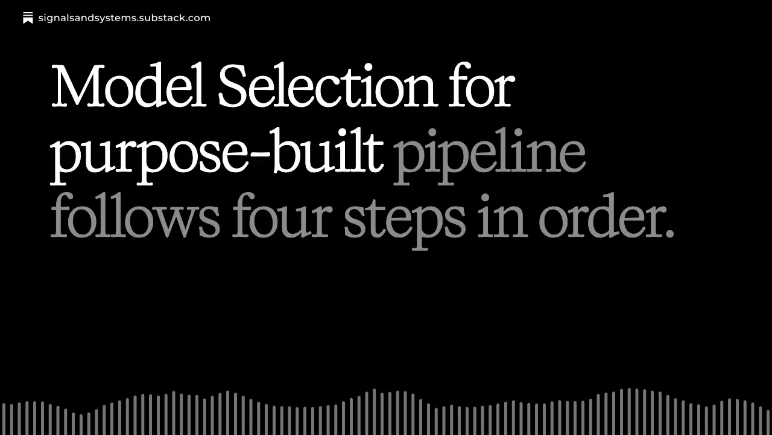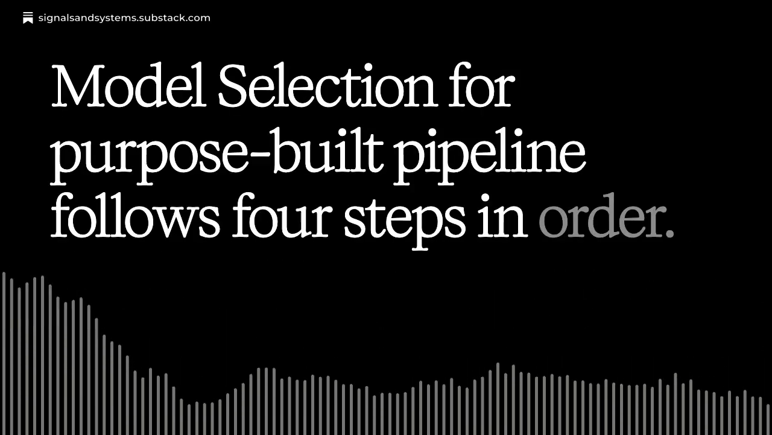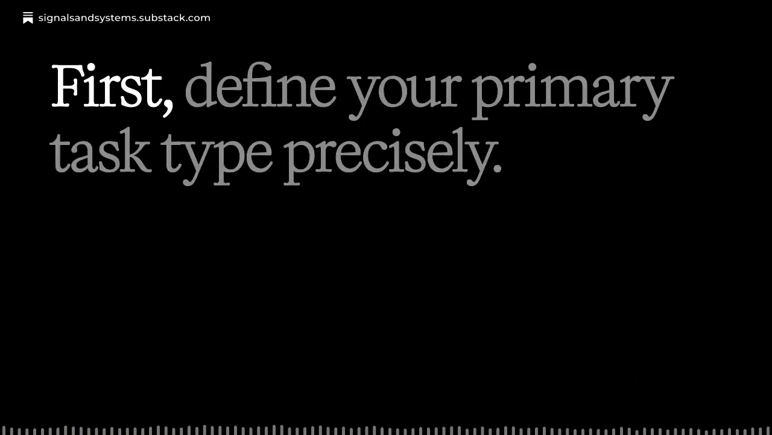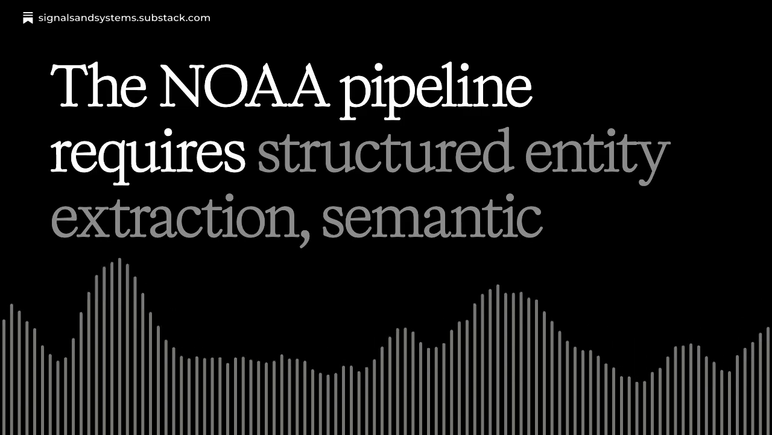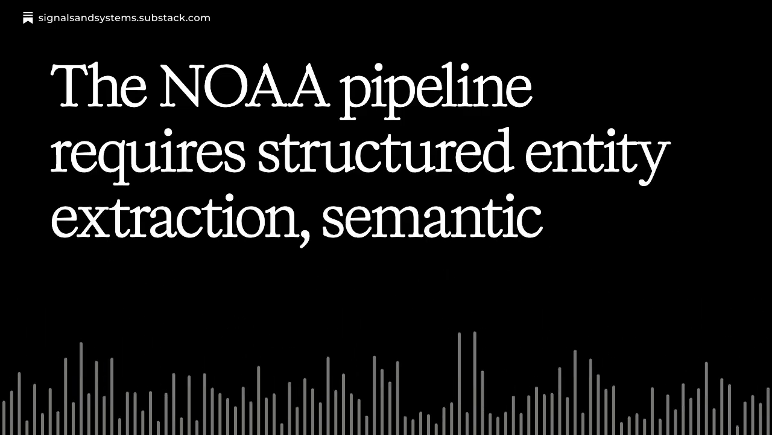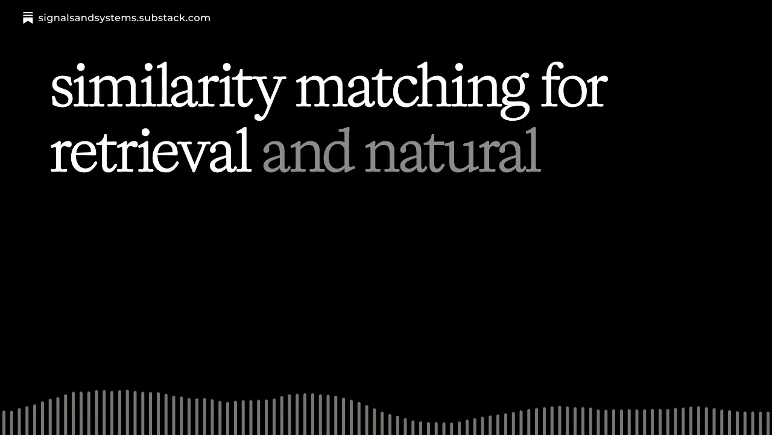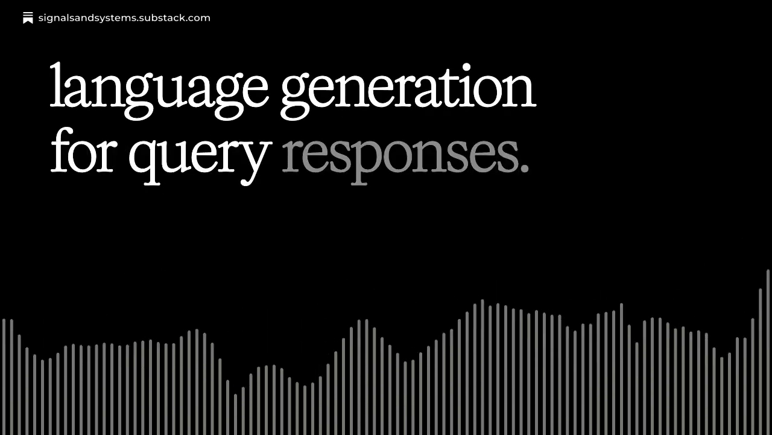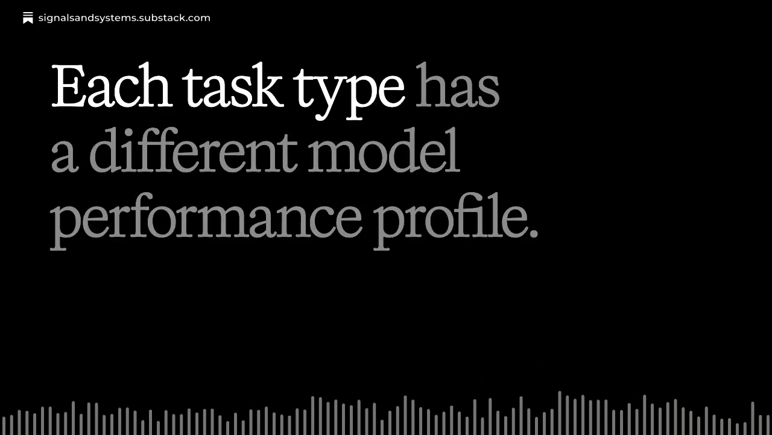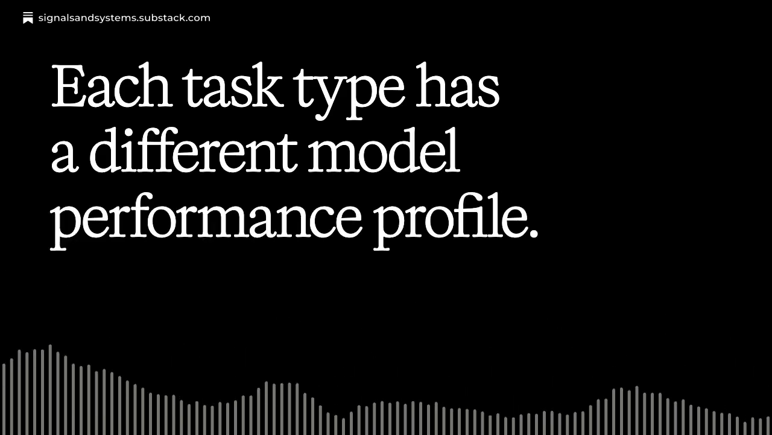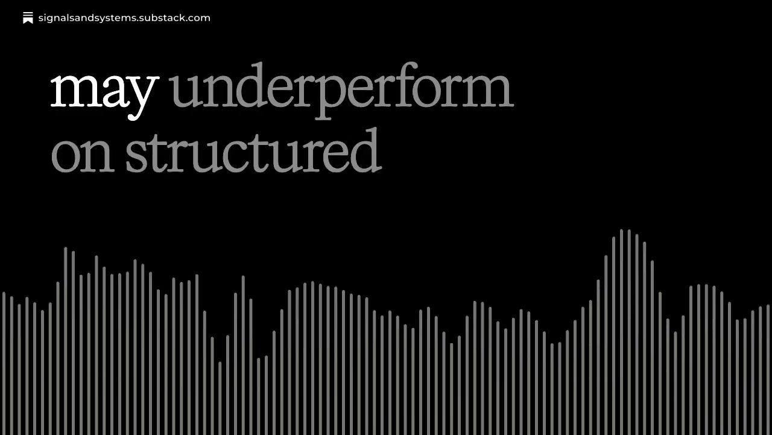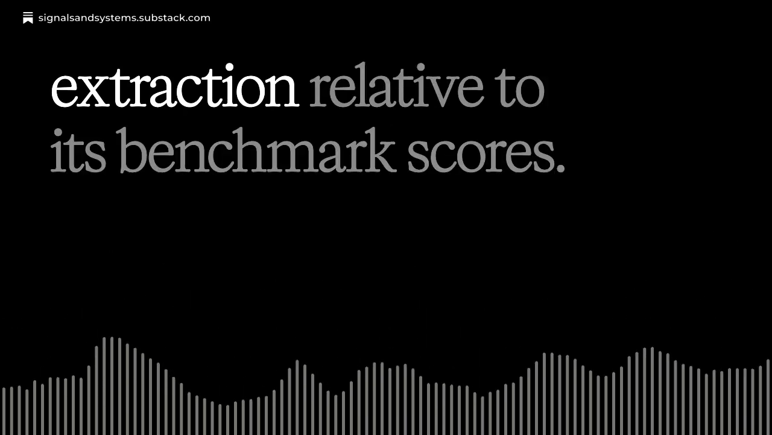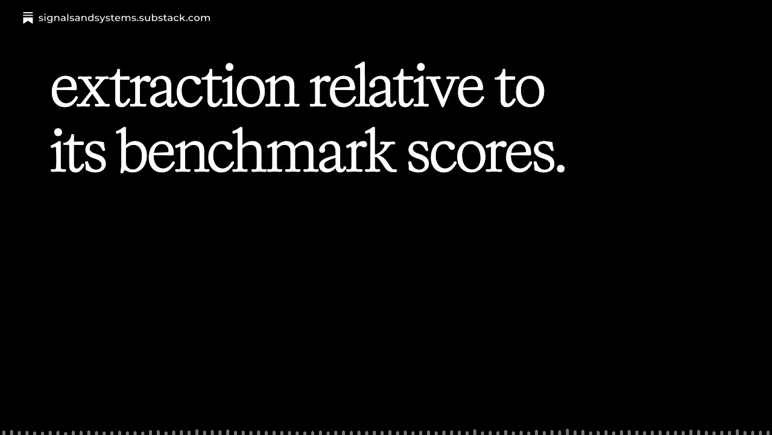Model selection for a purpose-built pipeline follows 4 steps in order. First, define your primary task type precisely. The NOAA pipeline requires structured entity extraction, semantic similarity matching for retrieval, and natural language generation for query responses. Each task type has a different model performance profile. A model optimized for conversational instruction following may underperform on structured extraction relative to its benchmark scores.